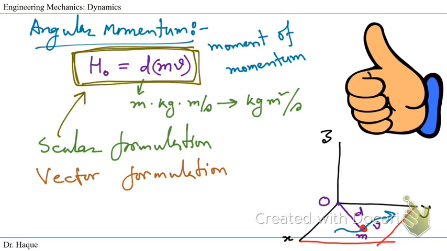So the direction of angular momentum HO is defined by the right hand rule. So if this is the direction, and my particle is moving in this direction, so we will have angular momentum. The direction will be using your right hand. So this is moving in this direction.